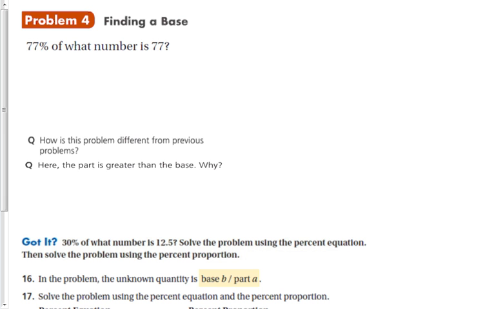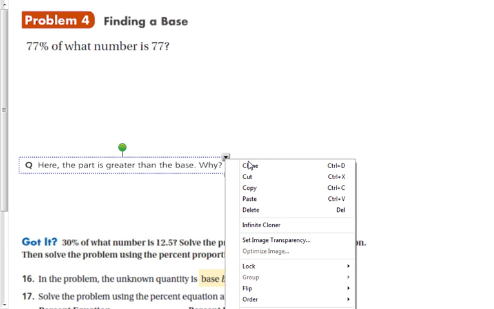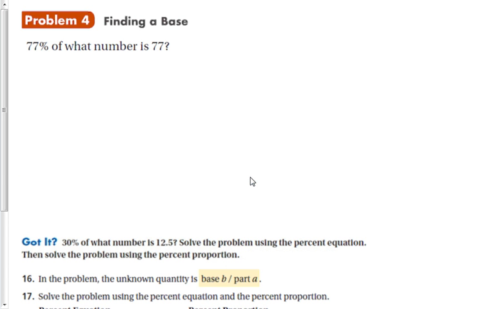Okay, finding a base. 77% of what number is 77? Sometimes when you're doing a problem, I think you should just, if there's an obvious answer, you might want to just answer the question. So I'm actually going to change this a little bit here so it's not quite so obvious. But if it's 77%, that's 77 out of 100 of what number? So the obvious answer here is 100. So I'm going to just change this problem a little, and you can write this down. Let's do this.